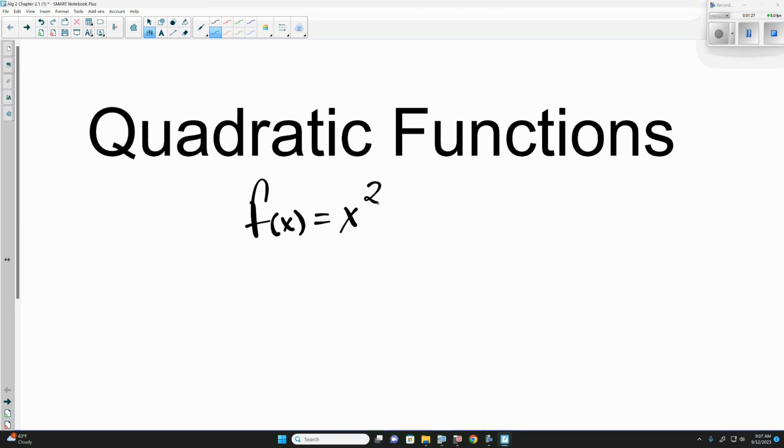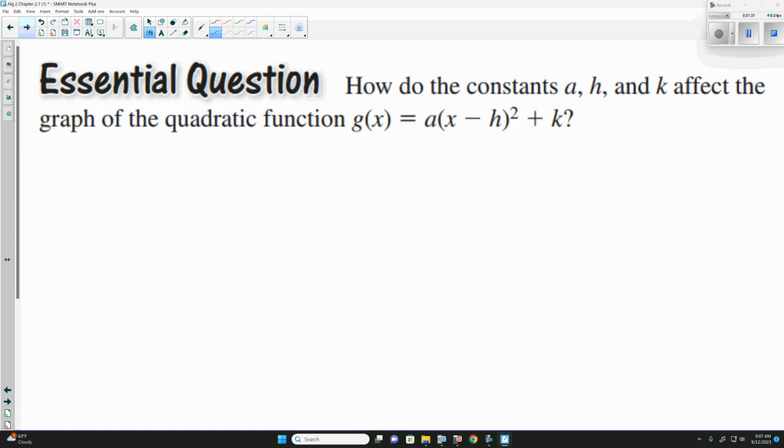Now, one of the general forms is this here: a times parentheses x minus h squared plus k. This is a general form of a quadratic function. Now, we do have 3 constants. A constant is a number. A, h, and k.